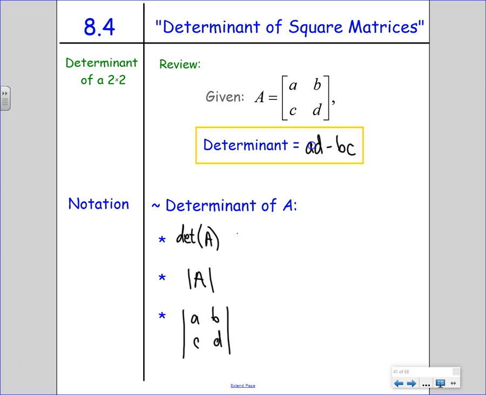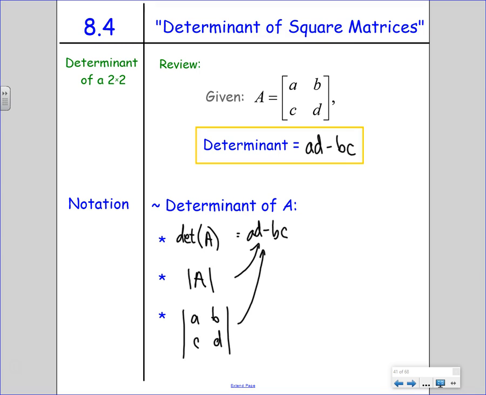So any of these are talking about AD minus BC if it's a 2 by 2. But what did I just say? Only if it's a... Does this say determinants only of 2 by 2s? Okay. So there can be determinants of a 3 by 3, a 4 by 4, a 5 by 5, or beyond. But how do we do it?